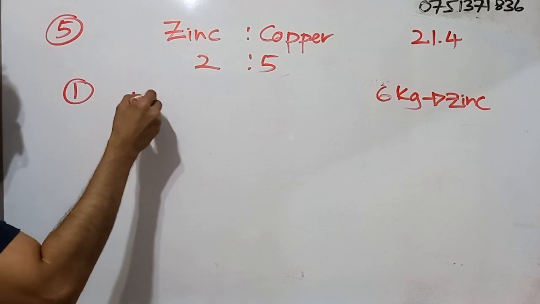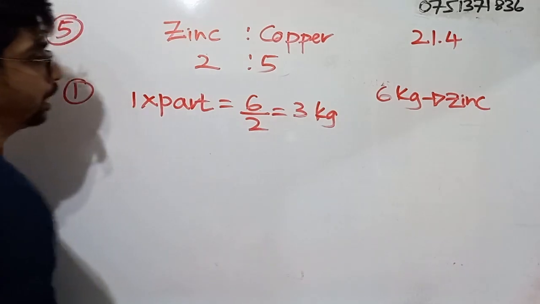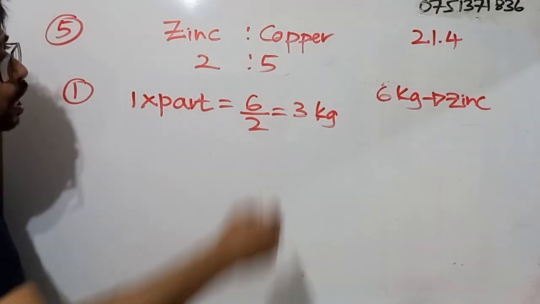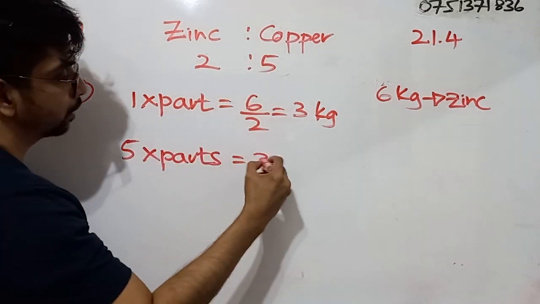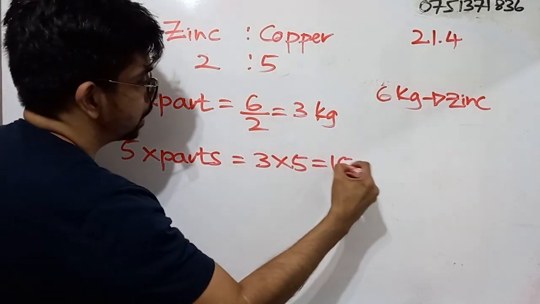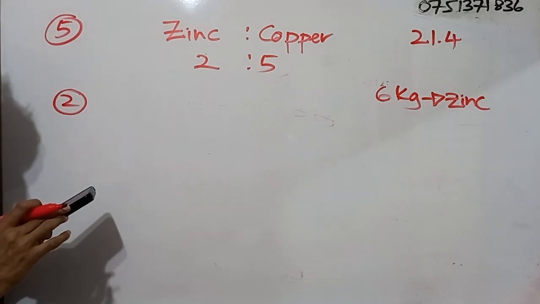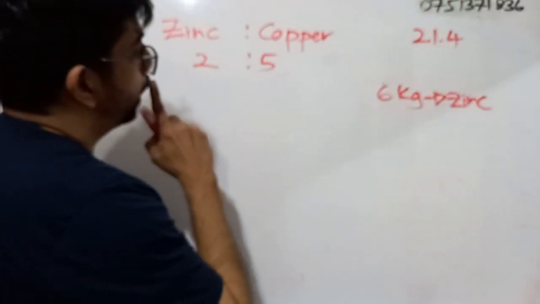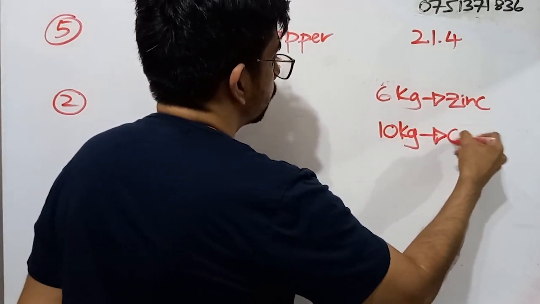So what is the value of one part? 6 divided by 2, which is 3. In this case, these are kilograms. So we need the amount of copper, right? So how many equal parts are there? 5. So 5 parts. That means what? 3 into 5, which is 15 kilograms. Part 2. If the mass of copper in a sample of this alloy is 10 kilograms, what is the mass of zinc? So the amount of copper is 10 kilograms, right?